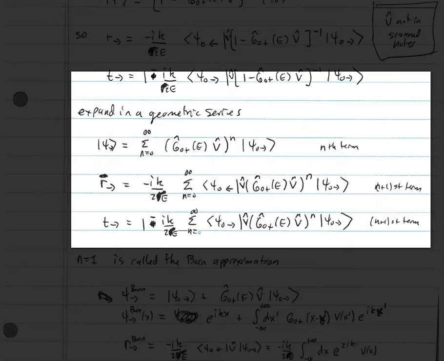You can see how the r and the t are kind of like the energy eigenvalue in the Wigner-Brillouin perturbation theory. So we'll get that the r is minus ik over 2e, the sum n equals 0 to infinity of this big series, and we get a similar thing for the t.